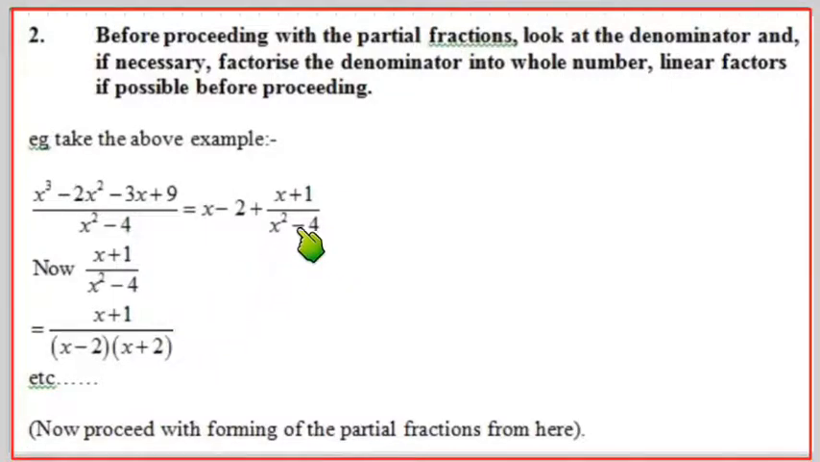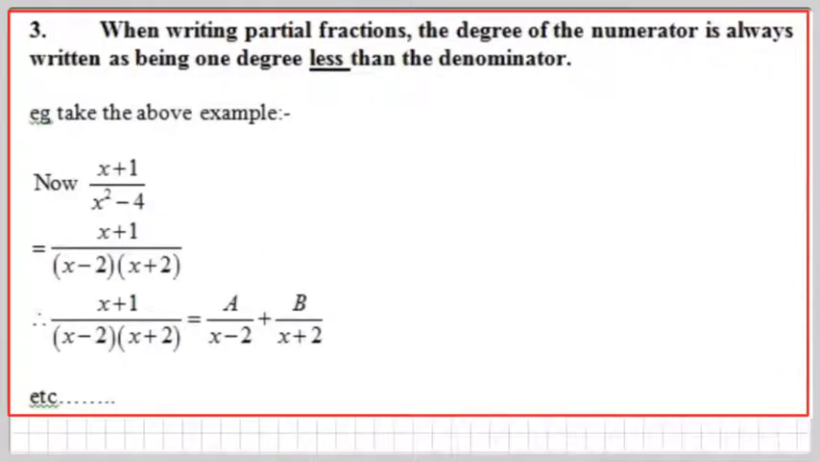If that was x squared plus 4, that would be irreducible. You wouldn't be able to do anything with it. But if you can complete the square or do something with it so you can convert it into 2 linear factors, you must do that, okay? That's the next thing, okay? Right, what else is on the agenda?